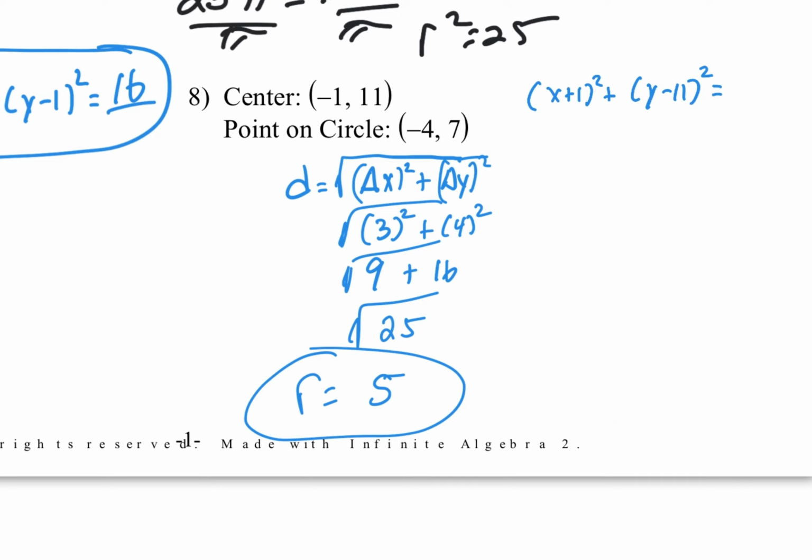So what do we put? 5 squared is? 25. So there's your solution. And then you're done. And again, if you put -3 here and -4 there, it doesn't matter because -3 squared is 9 and -4 squared is 16. So it just falls into the same place. Okay?